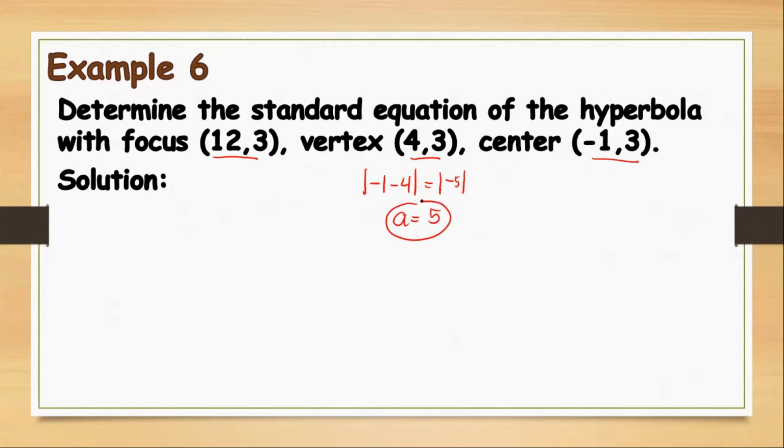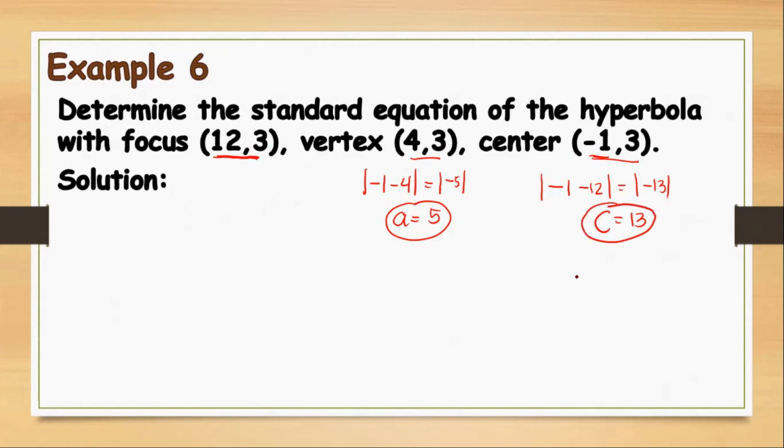Now let's continue finding the value of our c. Okay, since we have given the focus here, let's find our c. The distance from the center to our focus is absolute value of negative 1 minus 12. So that is negative 13, and so our c is equal to 13. From the focus, since the focus is our reference, we have our c.